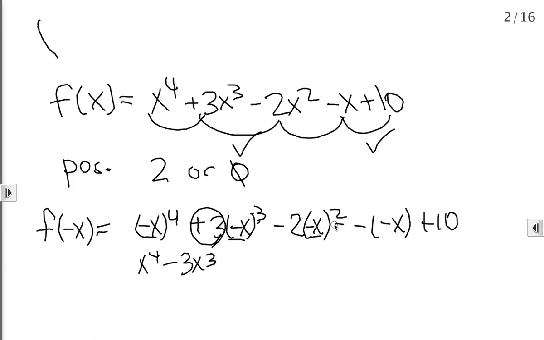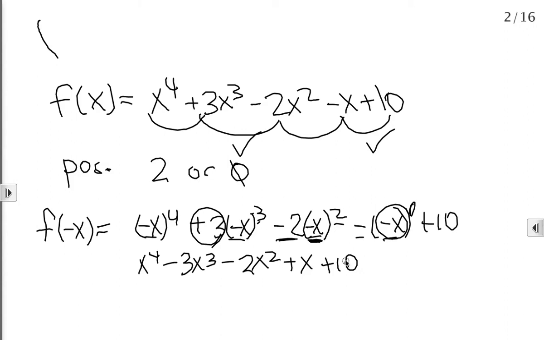Negative base to an even exponent means I still have the same answer. I'm not changing anything. This is positive, but that's negative, so it stays negative. And then a negative x times negative 1 becomes positive 1x. There's an exponent of 1, the ninja 1, so that's why this whole thing is negative. And then we have positive 10.